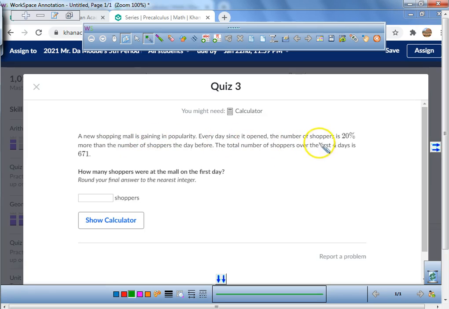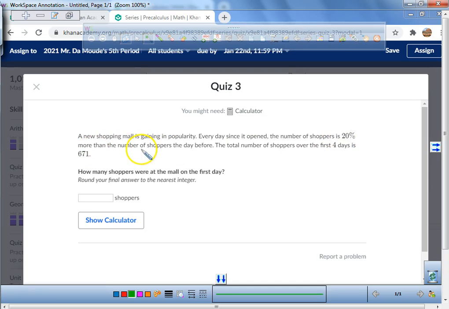Every day since it opened, the number of shoppers is 20% more than the number of shoppers the day before. The total number of shoppers over the first 4 days is this amount. How many shoppers were at the mall on the first day? Okay, so here's what I want you to do. You're going to write down the formula for the summation of a geometric series, which is the very first term times 1 minus the common ratio to the power of n all over 1 minus r.